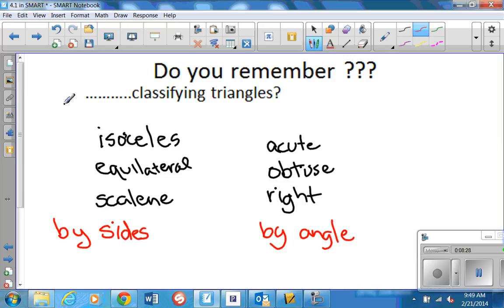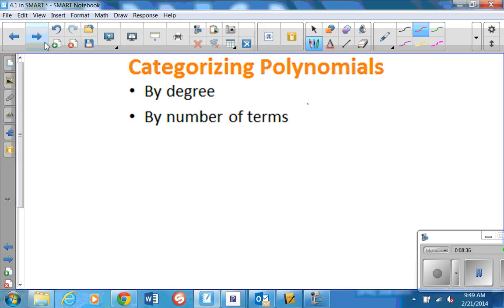So when you're classifying polynomials, it's the same thing. We're going to classify them not by sides and angles, but by degree and by number of terms. That's the two ways you classify polynomials.